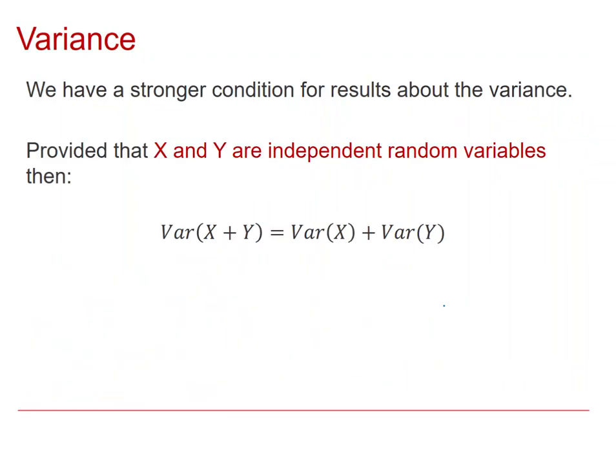When we look at variance, we need both x and y to be independent of each other. And that means the occurrence of one doesn't affect the other. So the value that you get for x doesn't affect the value you get for y, and vice versa.